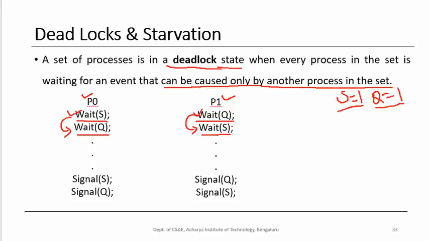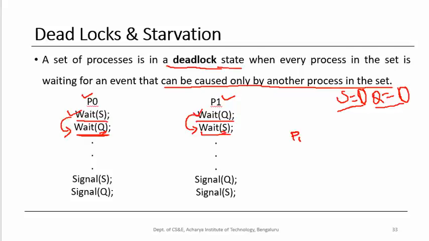Now what happens if P0 or P1 tries to execute this wait? Now P0, if it tries to execute wait on Q, Q would have become 0, because wait on Q is executed by P1. Wait on S is executed by P0, so S would have become 0. So therefore P0 cannot proceed because Q has become 0. P0 will wait. P1 cannot proceed because S has become 0, so it will wait.